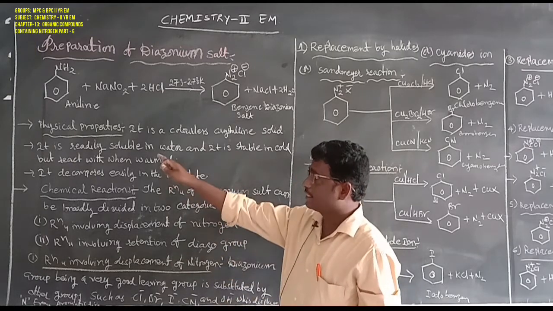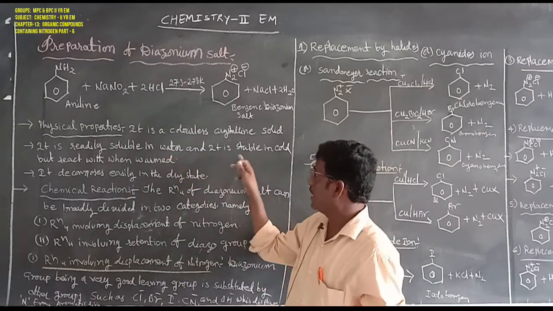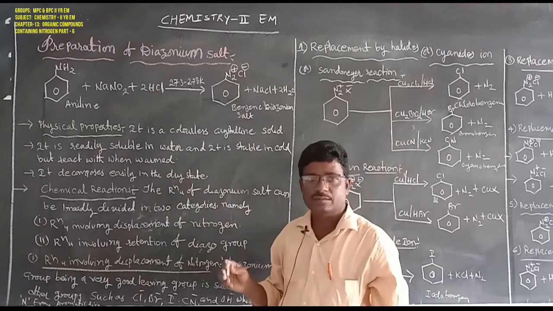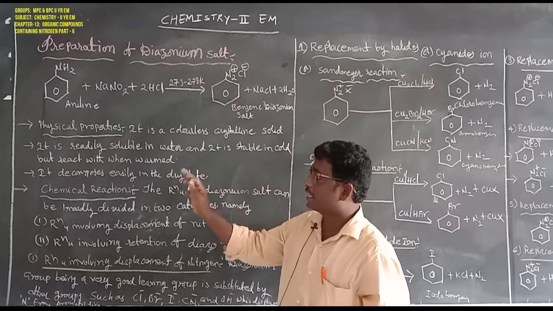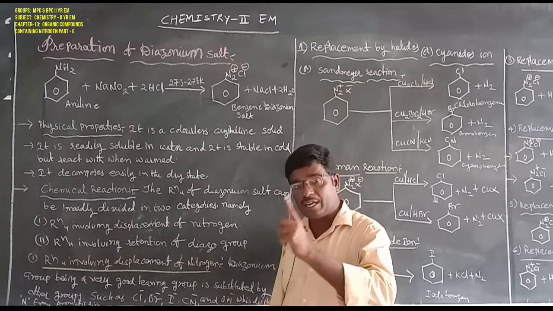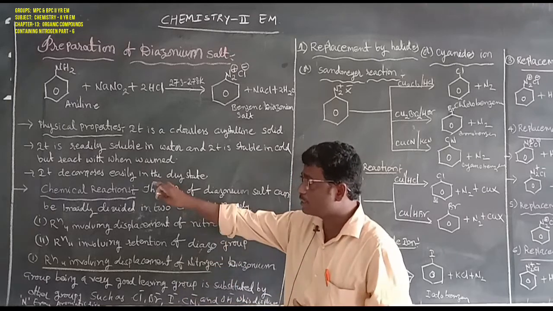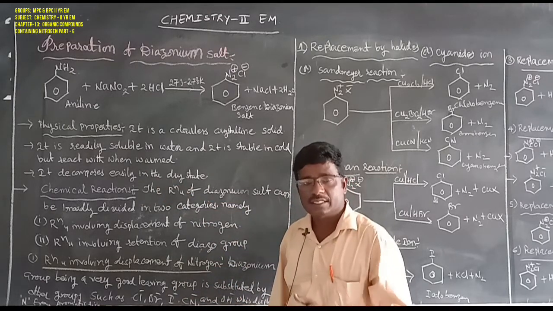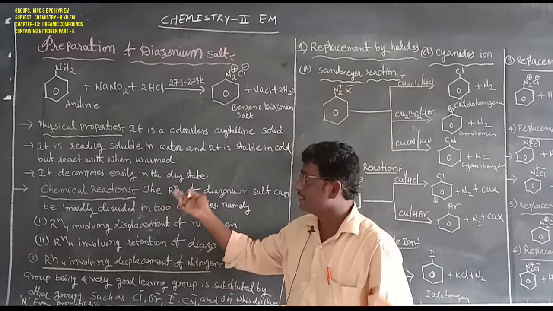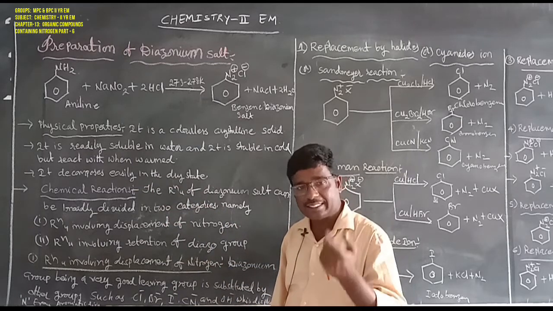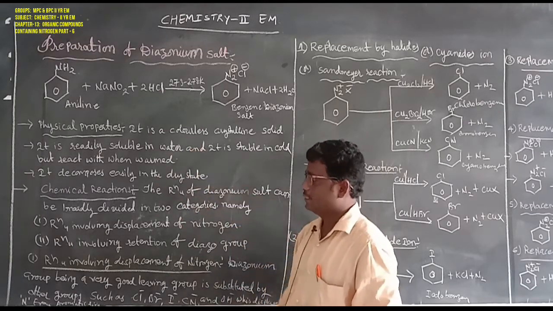Next, it is readily soluble in water. It is easily soluble in water and it is stable in the cold, but reacts when warmed. Stable in the cold, but reacts when it is warmed. Also, it decomposes easily in the dry state. Benzene diazonium chloride, also known as the diazonium salt, decomposes easily in the dry state. That covers the physical properties of benzene diazonium chloride.